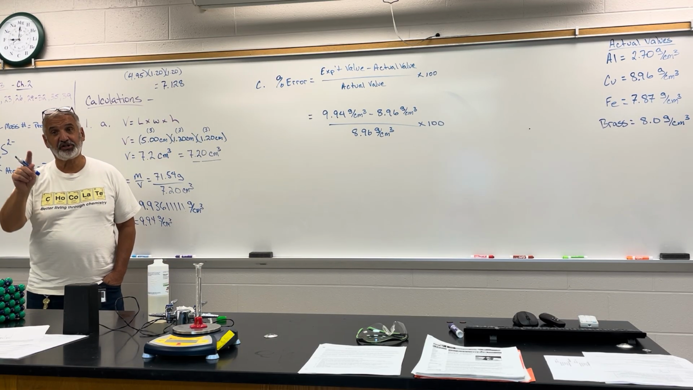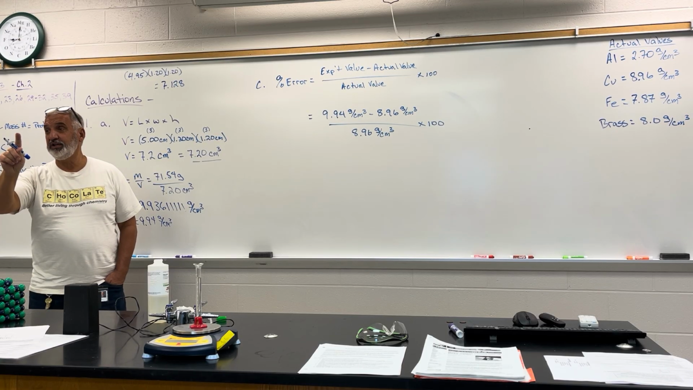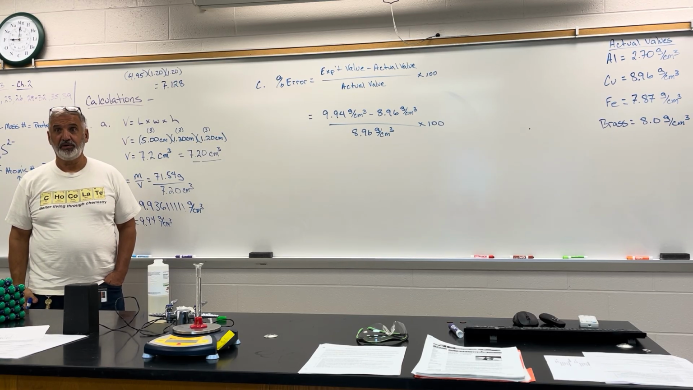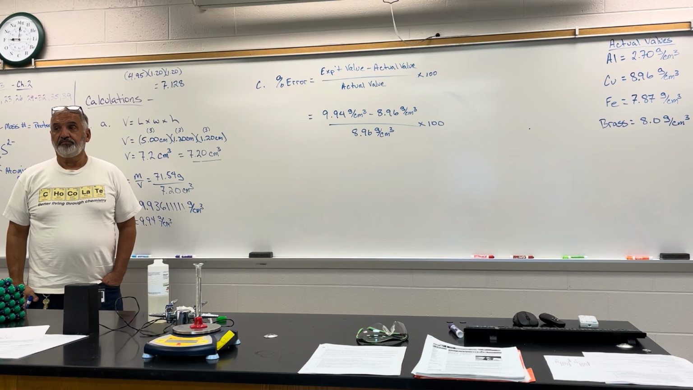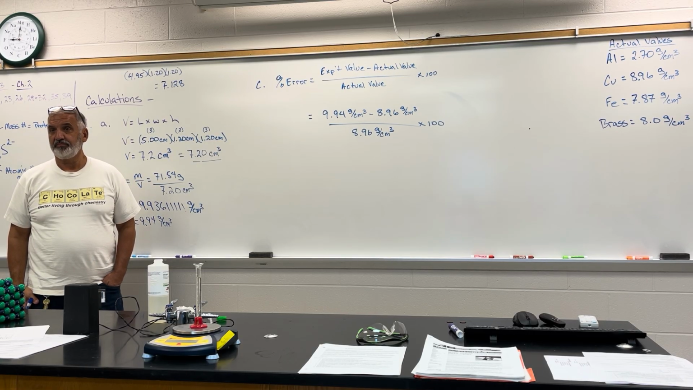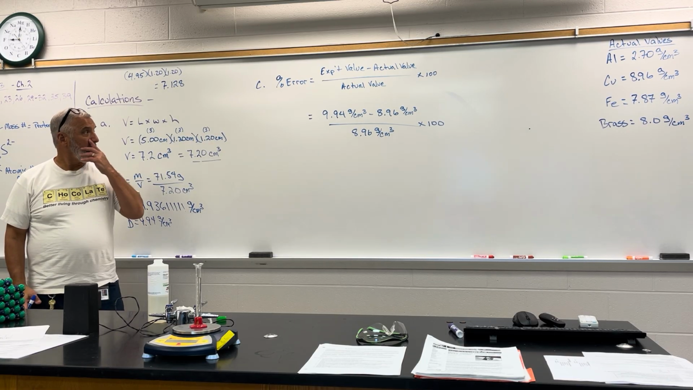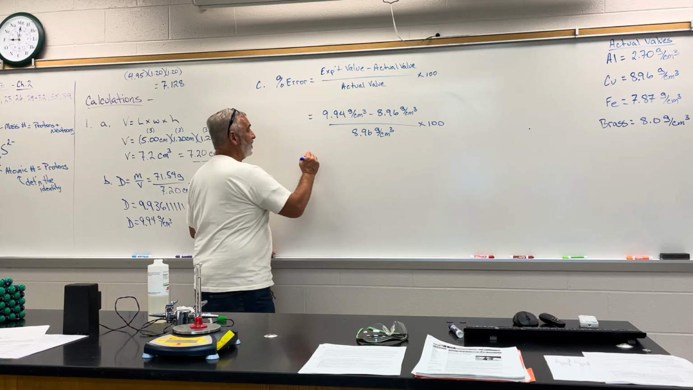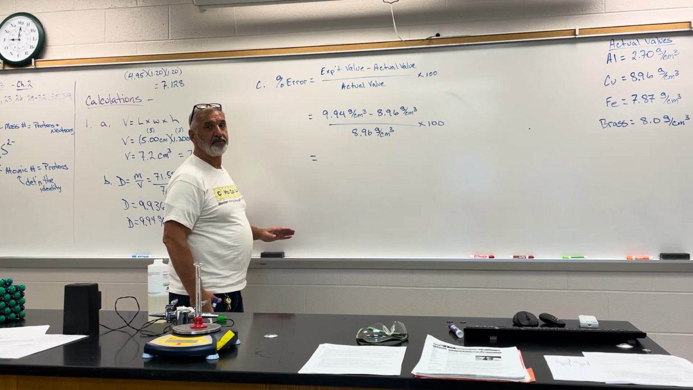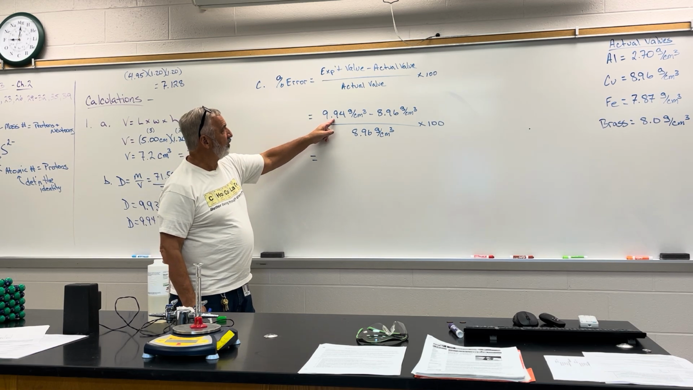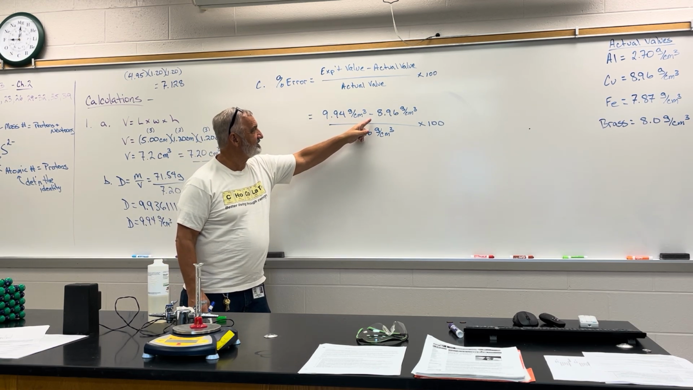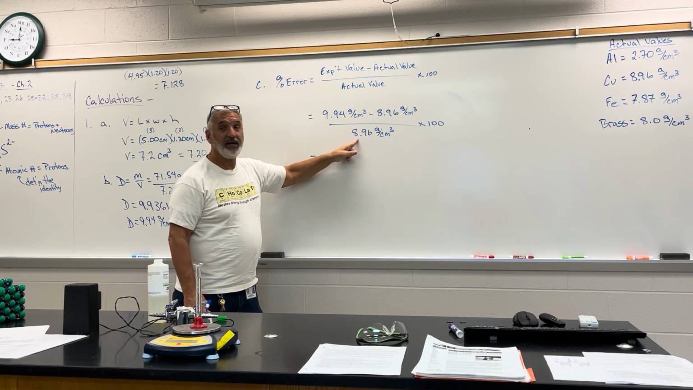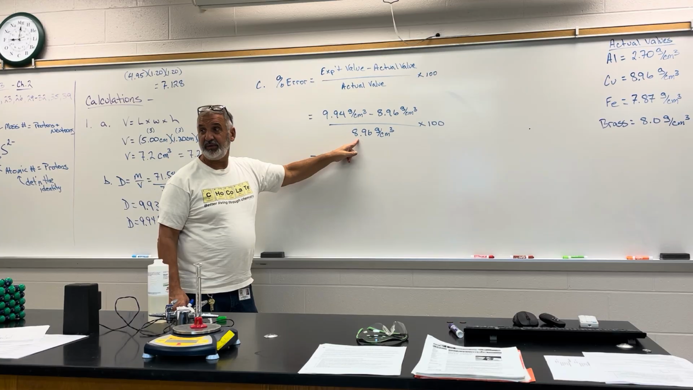But now here, this is going to get tricky. This is the trickiest one as far as sig figs is concerned. I'm giving you a chance to get your stuff written down, okay? Let's go ahead and do this first: 9.94 minus 8.96, that's going to be 0.98.